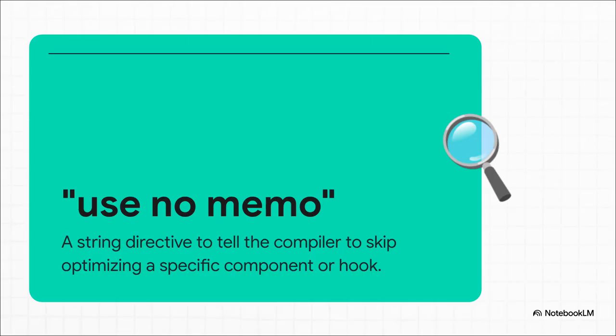Okay, what happens if the compiler is being a little too aggressive and causing a weird bug in one specific component? Don't panic. You have an escape hatch. Just add this simple string, "use no memo", at the very top of your function. It's a signal to the compiler to just skip this one component. Think of it as a temporary fix while you troubleshoot.